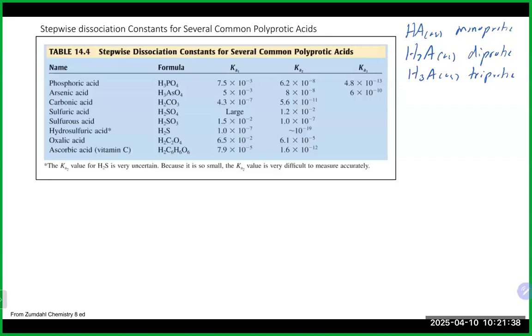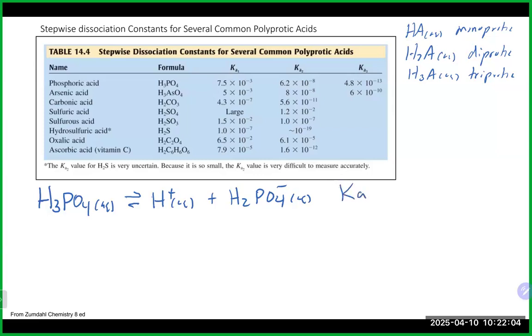Each of those hydrogens actually comes off one at a time. So for example, if we took a look at phosphoric acid, the first thing that would happen is it would lose an H plus and become H2PO4 minus. That equilibrium would have an equilibrium constant associated with it, which is known as the Ka1 value here in the table. The next thing that would happen is this H2PO4 minus would then dump off one more hydrogen.